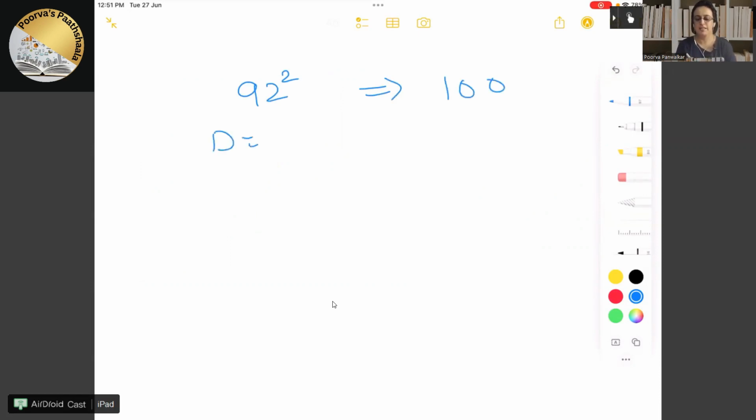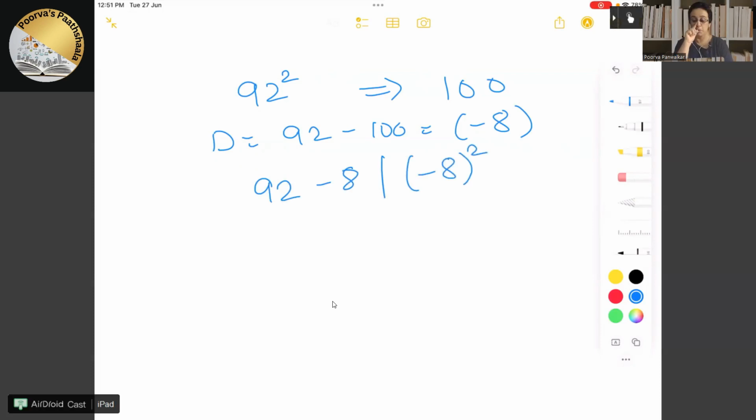My deviation is 92 minus 100, which is minus 8. Now I solve the answer and find it in 2 parts. So 92 minus 8 and square of the deviation. So 92 minus 8 is 84, and 8 8s are 64.